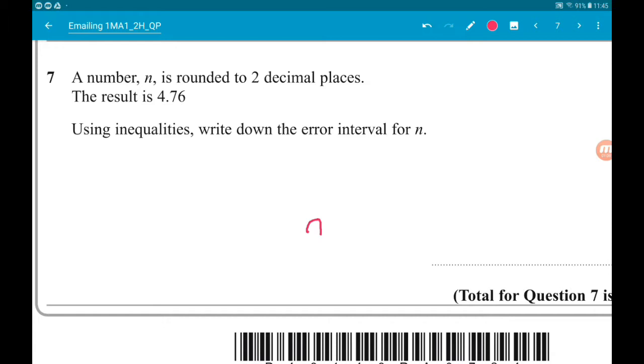Now the lower bound is an "or equal to" inequality. And you always need one more decimal place than we've rounded to. So this is going to be 4.755.